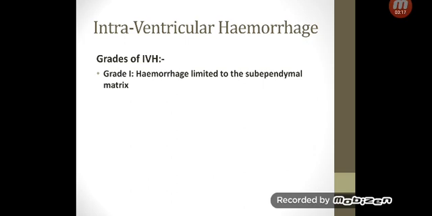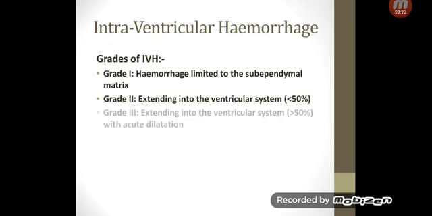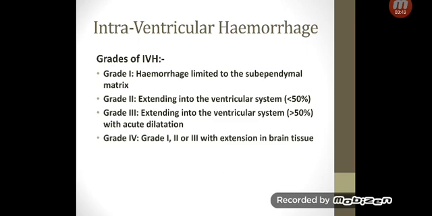We've got grade 1, which is hemorrhage limited to the subependymal matrix. We've got grade 2, which is hemorrhage in the ventricular cavity extending into less than 50% of the ventricular system. Grade 3 is a hemorrhage that is extending to more than 50% with acute dilatation of the ventricle. Grade 4 can be any of the previous grades, grade 1, 2 or 3, but with an extension into the brain tissue, so it's an intracerebral hemorrhage.